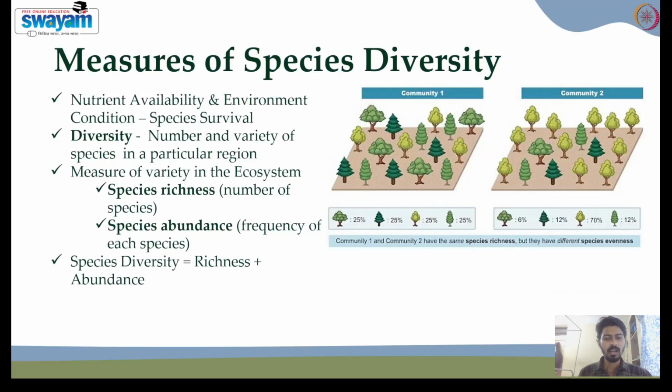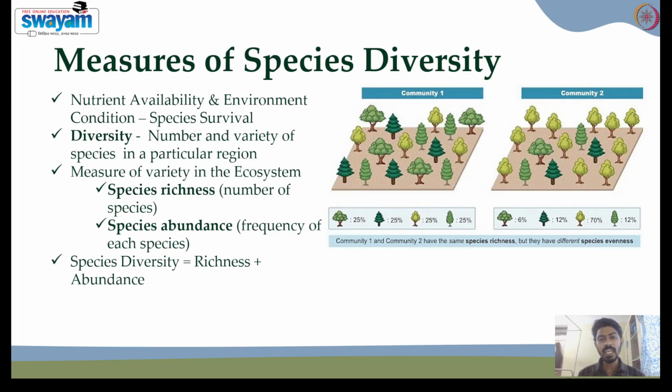Next, how do you measure species diversity? First of all, we have to understand the term species diversity. What do you mean by diversity? Diversity means there is a variety of species in a particular region. This indicates the species diversity, that is, how much variety of species prevails in a particular area, region, or given ecosystem.